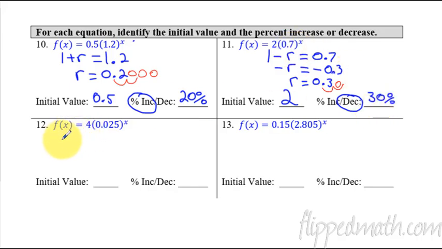Let's try another one. My initial value is 4. Is the base bigger than 1 or smaller than 1? That's definitely smaller than 1, way smaller than 1. So 1 minus some percent decrease is going to equal 0.025.